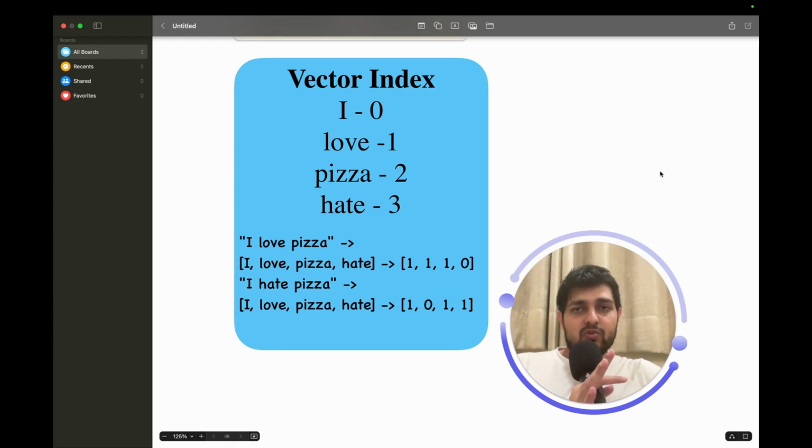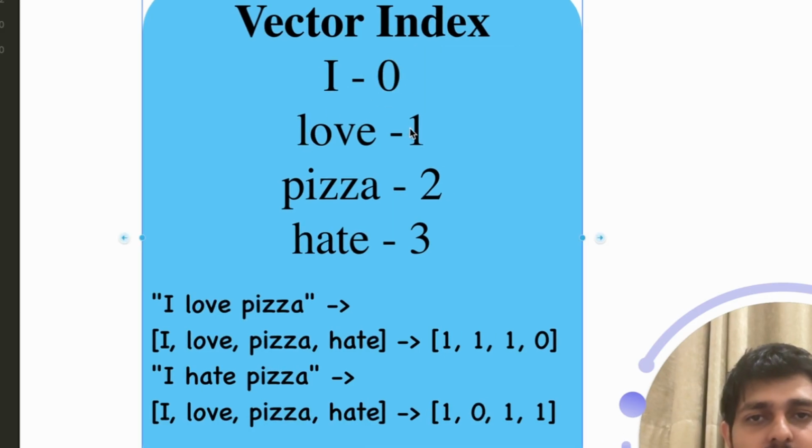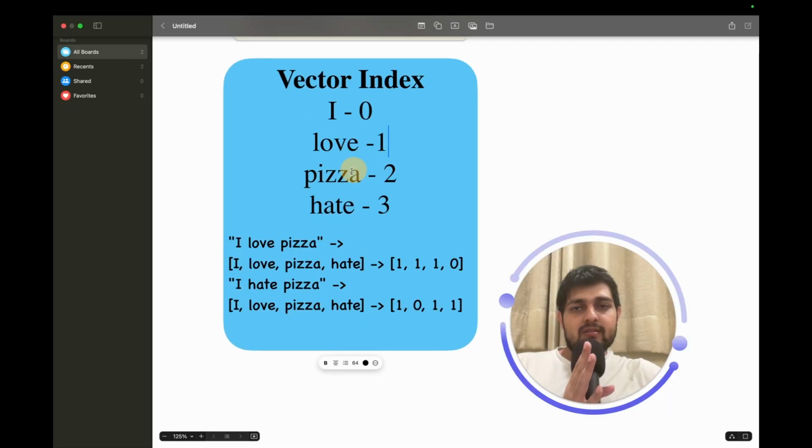So today I'm going to use a very simple vectorization method. This will be based on counting the number of words used in a sentence. Let's say I want to create a 4 length vector using these words only. So I'm going to first make an index for these words. I will be represented by the 0th index of the vector, love will be on the first index, pizza will be on the second index, and hate is on the third index.